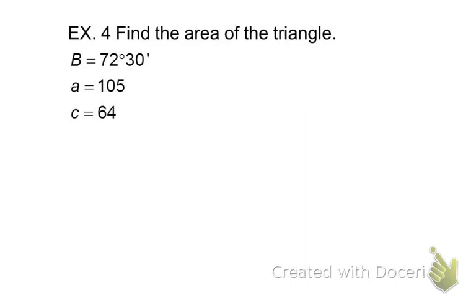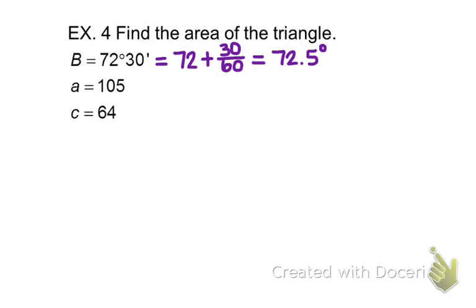Okay, number 4 wants us to find the area of the triangle. And at the beginning of this lesson, I showed you 3 formulas to find the area for any triangle. You have to have 2 sides and the included angle. The angle they give us is B, and they say that it's 72 degrees and 30 minutes. Well, we've seen this notation a couple of times this year, and remember that it's 72 degrees plus 30 out of 60 minutes. So if you type that in your calculator, you'll get that this is 72.5 degrees.